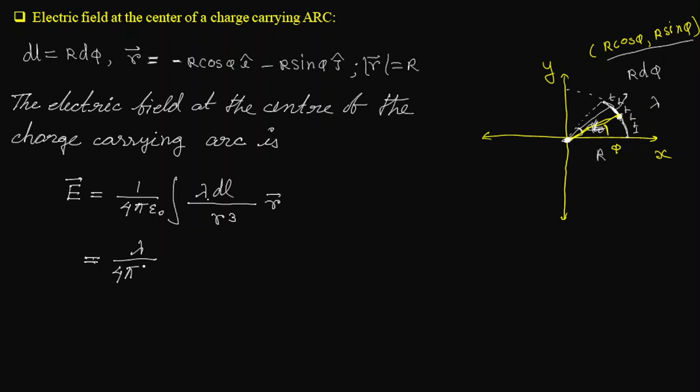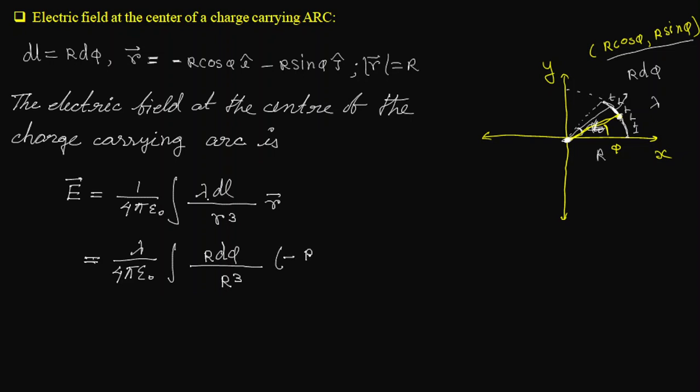So we have lambda divided by 4 pi epsilon naught, and then we put in the value of dl. dl is in this case r d phi, divided by r cube, which will be capital R cube in this case. And what is the r vector now?